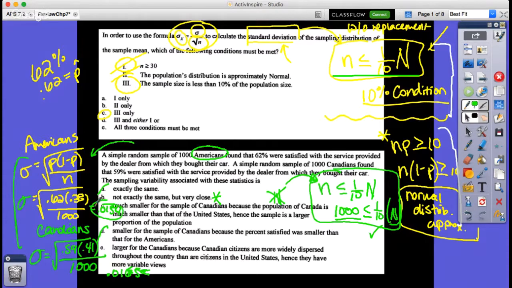So we're going to say the answer would be B because, again, they're not exactly the same, but they're very close. 0.0154, 0.0155 is pretty doggone close there, okay? All right, let's come back.